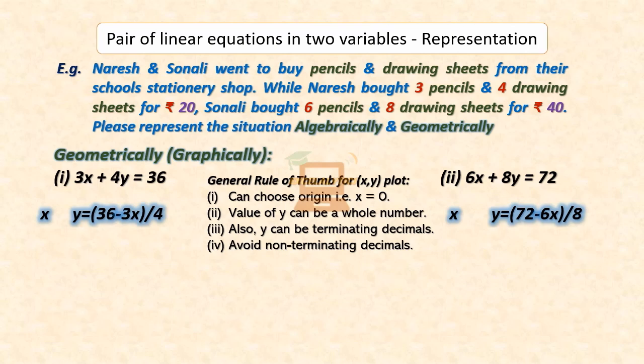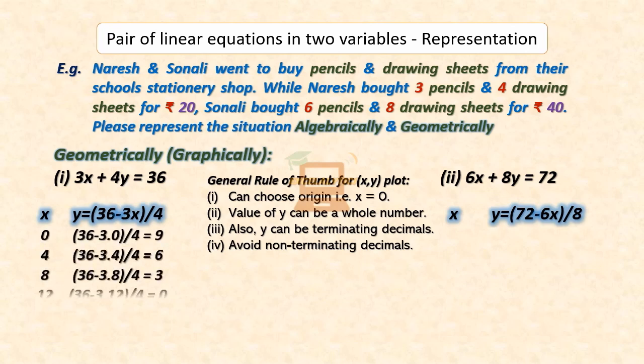For the first equation, y = (36 - 3x)/4. When x is 0, y is 9. When x is 4, y is 6. When x is 8, y is 3. When x is 12, y is 0.